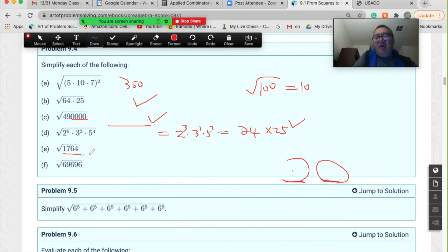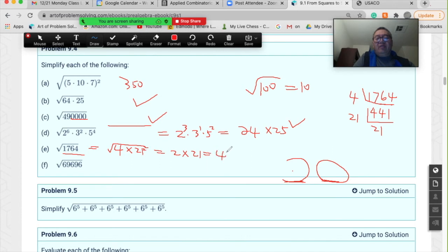So actually, this one you need factoring. 1764, this number, last 2 digits, that's 64. So that means this number is divisible by 4. So we can divide by 4. You get 4, then 441. So 441, that's 21 times 21. So then you can write this one equals 4 times 21 squared, then square root. So this gives you 2 times 21. That equals 42. Okay.